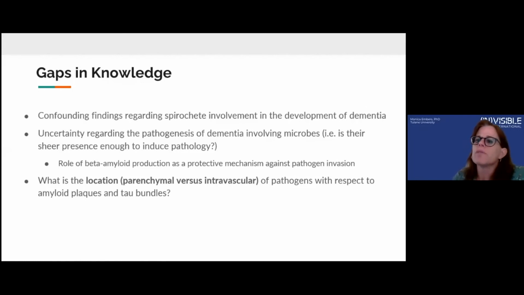So the literature has revealed gaps in knowledge. There are confounding findings regarding spirochete involvement in the etiology of dementia, and uncertainty regarding the pathogenesis of dementia involving microbes. For example, is their sheer presence enough to induce pathology? What is the location, parenchymal versus intravascular, of pathogens with respect to the amyloid plaques and the tau bundles?